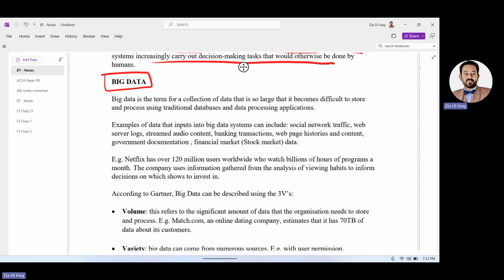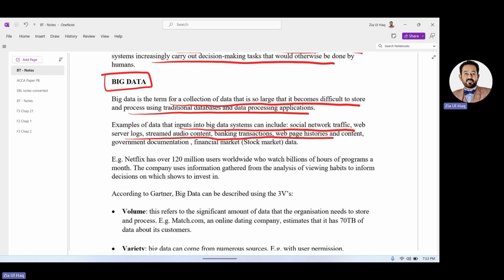So big data is a term for a collection of data that is so large that it becomes difficult to store and process using traditional database applications. Examples of data input into big data systems could include social network traffic, web server logs, streamed audio content, banking transactions, web page histories, and contents. Like Netflix has over 120 million users worldwide who watch billions of hours of programs a month, but they need to keep a record of them.